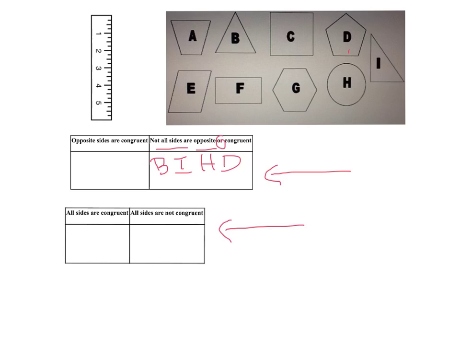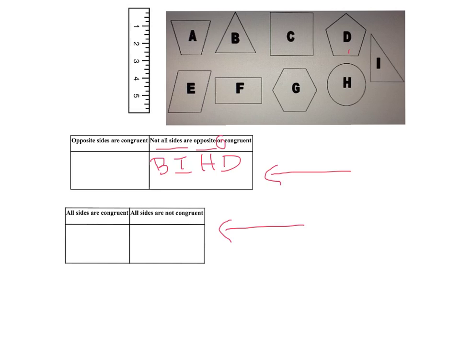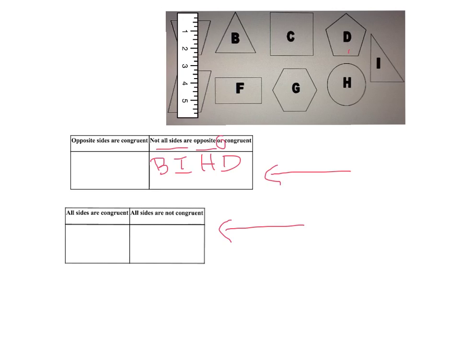Now we're looking for opposite sides and all sides. Those are the two categories we're going to look for. So you're going to need your ruler. Let's go ahead and use our ruler and measure A. A has, this side is about 2, and so is this side over here, I believe.